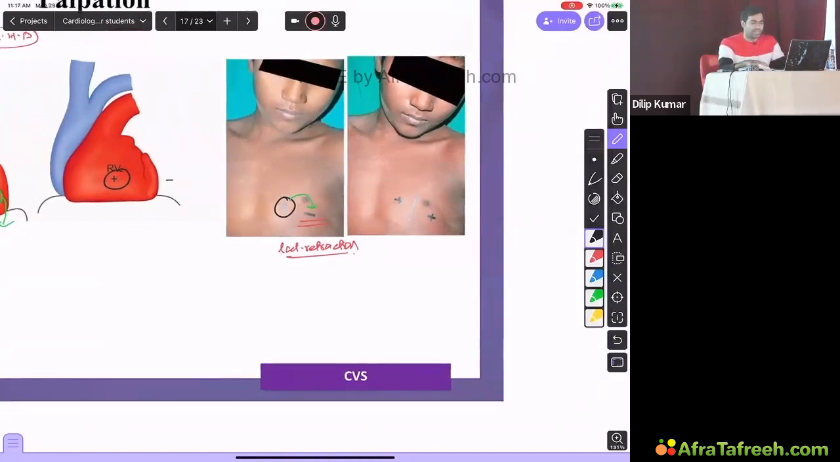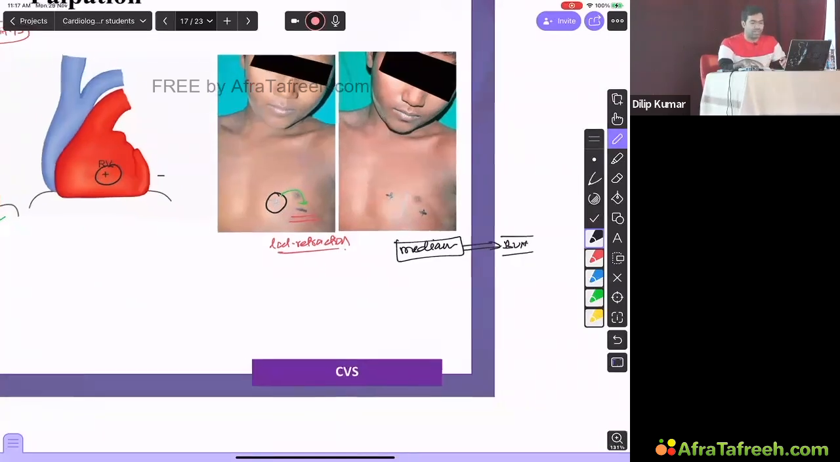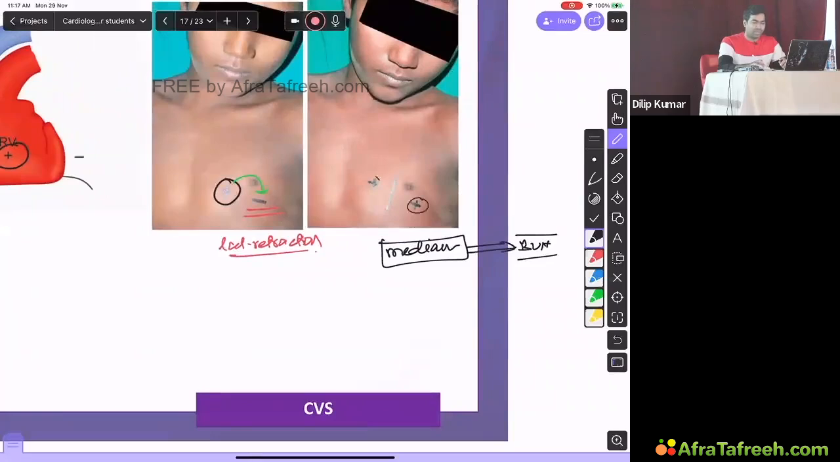There is another concept also called median retraction, not medial, median. First I told you medial, now I'm telling you median retraction. So what is that? This happens in patients with biventricular hypertrophy, which is also very characteristic in conditions like VSD, ventricular septal defect. There's a biventricular hypertrophy. There will be two apical impulses.